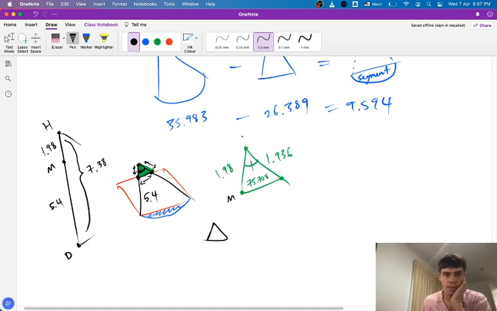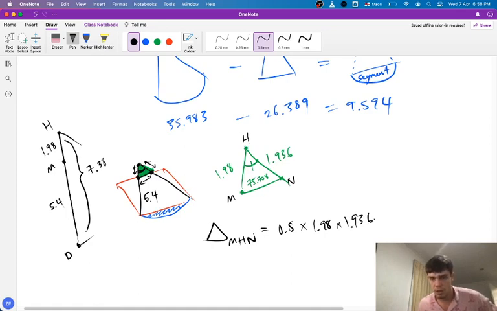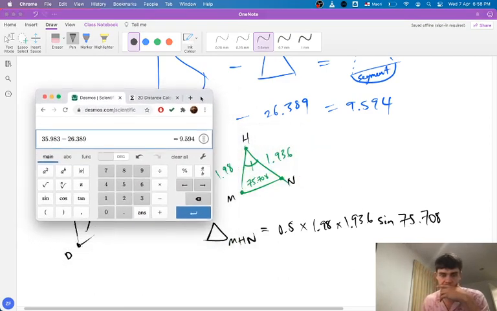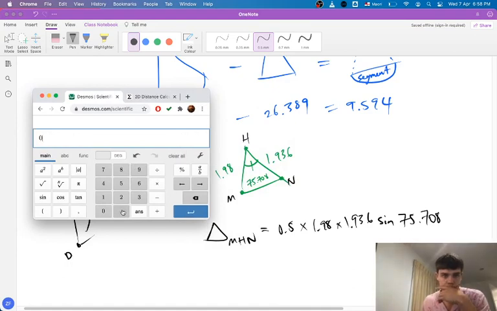Okay, so now we've got two sides and an angle, so we know that the area of triangle MHN is equal to half times 1.98 times 1.936 times sine of the angle, which is 75.708. Let's have a look. Clear that. 0.5 times 1.98 times 1.936 times sine.